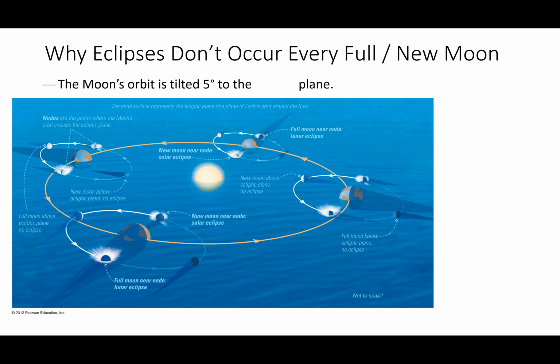If it did, check this out, then for every full moon we would get a lunar eclipse, and for every new moon we would get a solar eclipse. So it's tilted outside just a little bit, so when it's just right, that's when you get your eclipses. It's tilted outside the plane of the ecliptic.